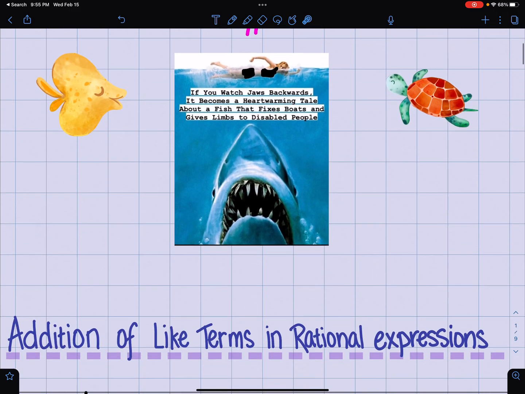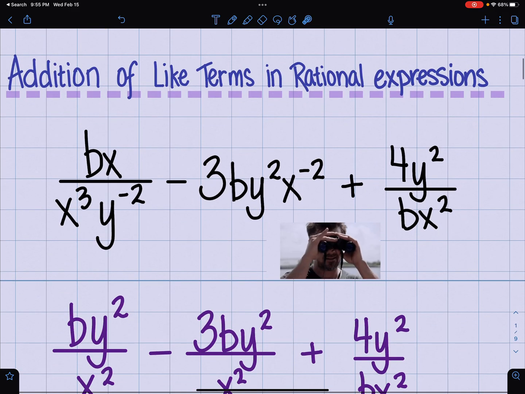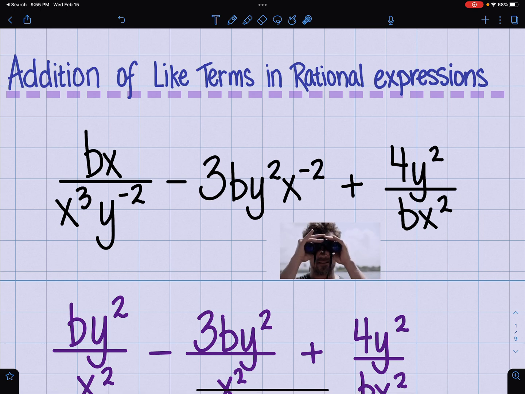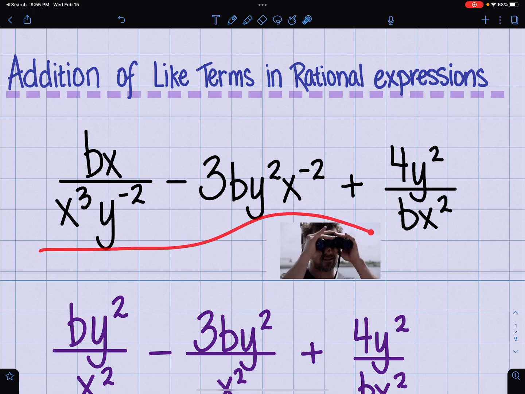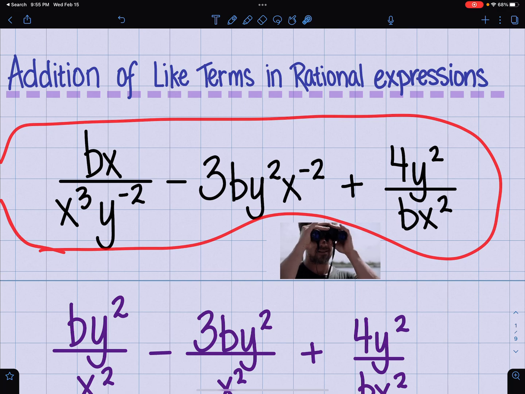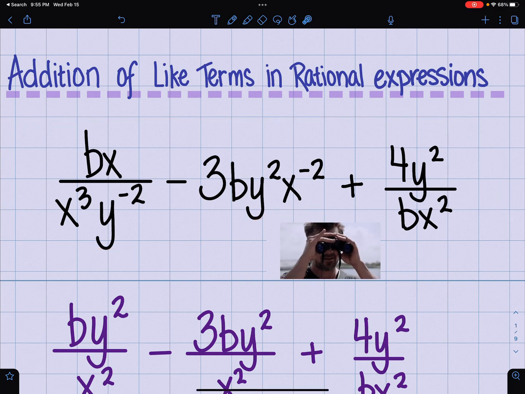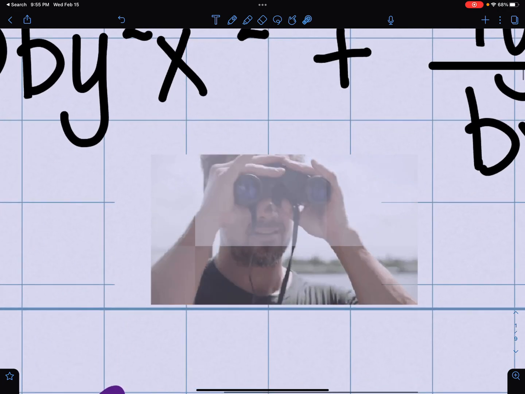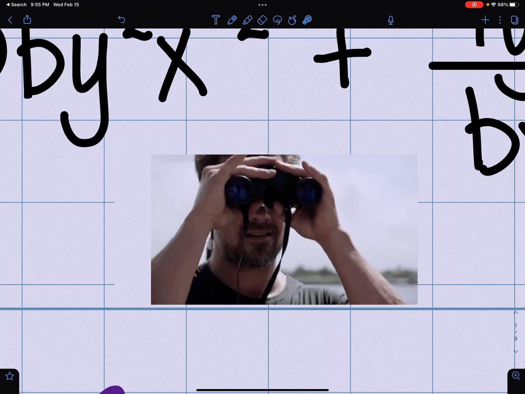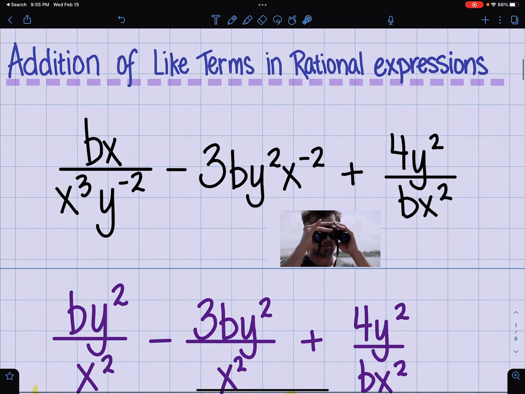So let's move on. Let's do addition of like terms in rational expressions. Okay, here's what we're going to do. Now, this is the expression that they give us. I mean, have you seen a more complicated problem than that? And you might be like this guy being like, where is the like terms? Because sometimes once these problems get really complicated, it's really difficult to see if there are even like terms. So this is an example of that.